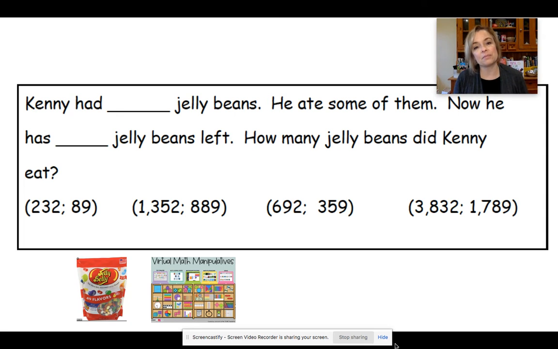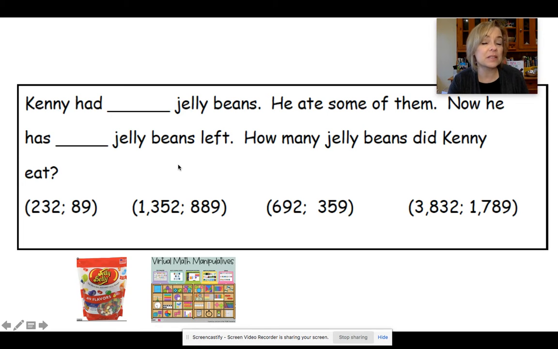Now remember, mathematicians, we know how many Kenny starts with, and we know how many he has left. So what are we trying to figure out? Can you let me know? Yeah, we're trying to figure out how many he ate. There are a variety of ways that you could solve this strategy. I want you to use the one that makes sense to you. Could you subtract? Maybe. Could you add? Maybe. So that's how we become flexible thinkers.